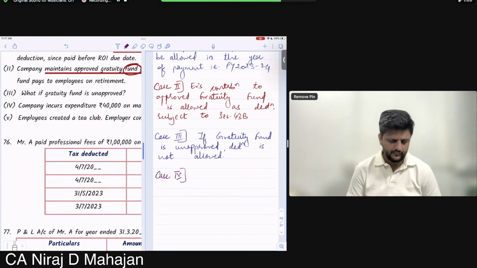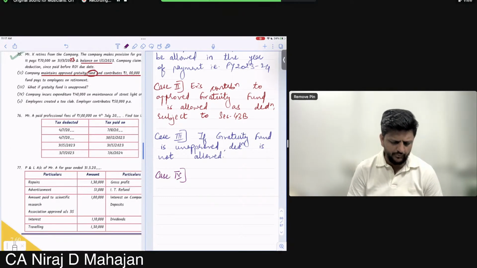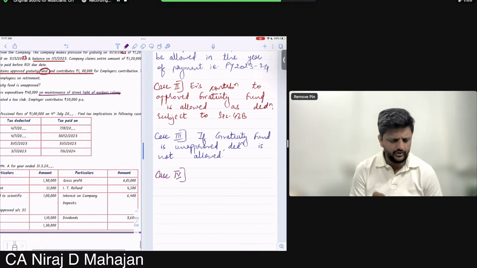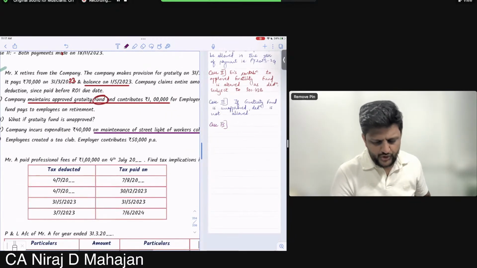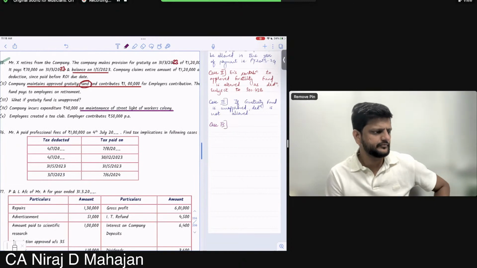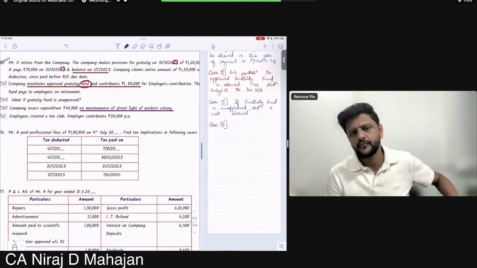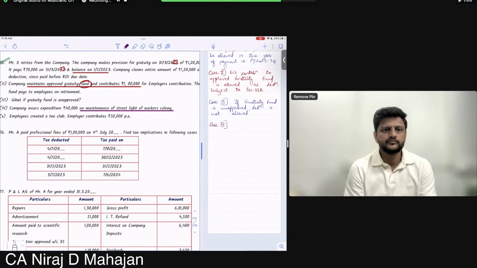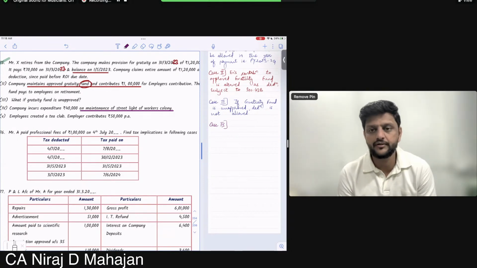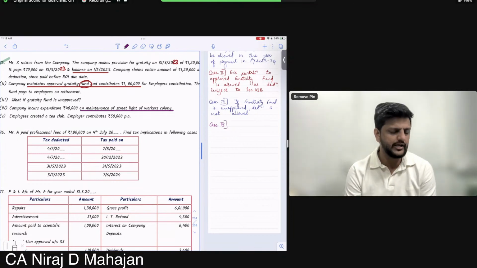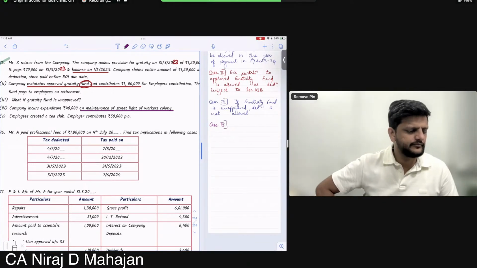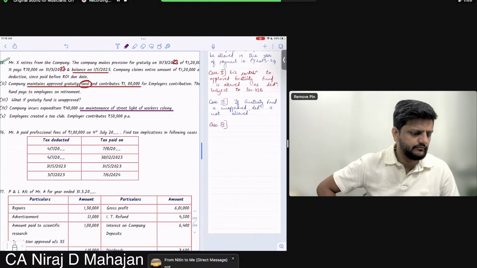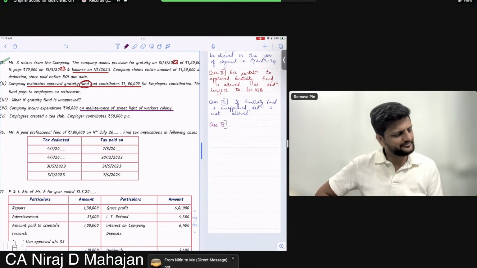Case 4. Company incurs expenditure of 40,000 on maintenance of street light of workers' colony. Something extra, something different only I've given you. Tell me. Company spends on street light of workers' colony. Allowed or not allowed? If there is a doubt in the nature of expenditure, you can ask me. Workers' colony, I hope you understand. Sir, this does not come under section 43B, not in 36, and not in 40 either. So, disallowed. Okay.